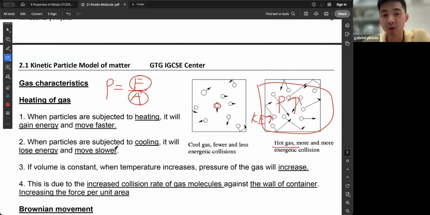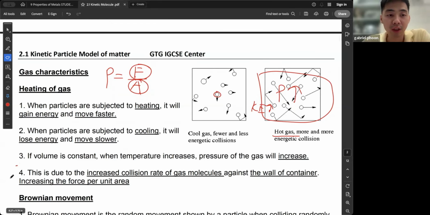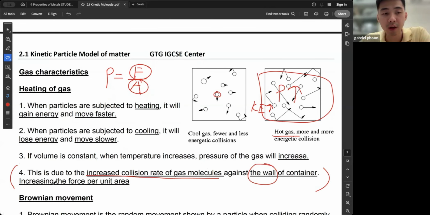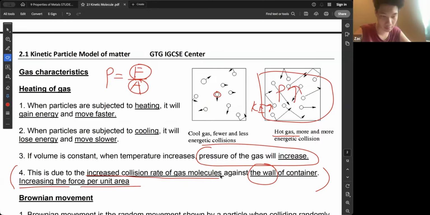In your exam, they always ask you this, you have to write literally this answer here, right? Increase collision rate of the gas molecules against the walls of the container, increasing the force per unit area, ultimately leading to an increase in pressure. All right? Copy this now. Done? Anyone not done copying it?